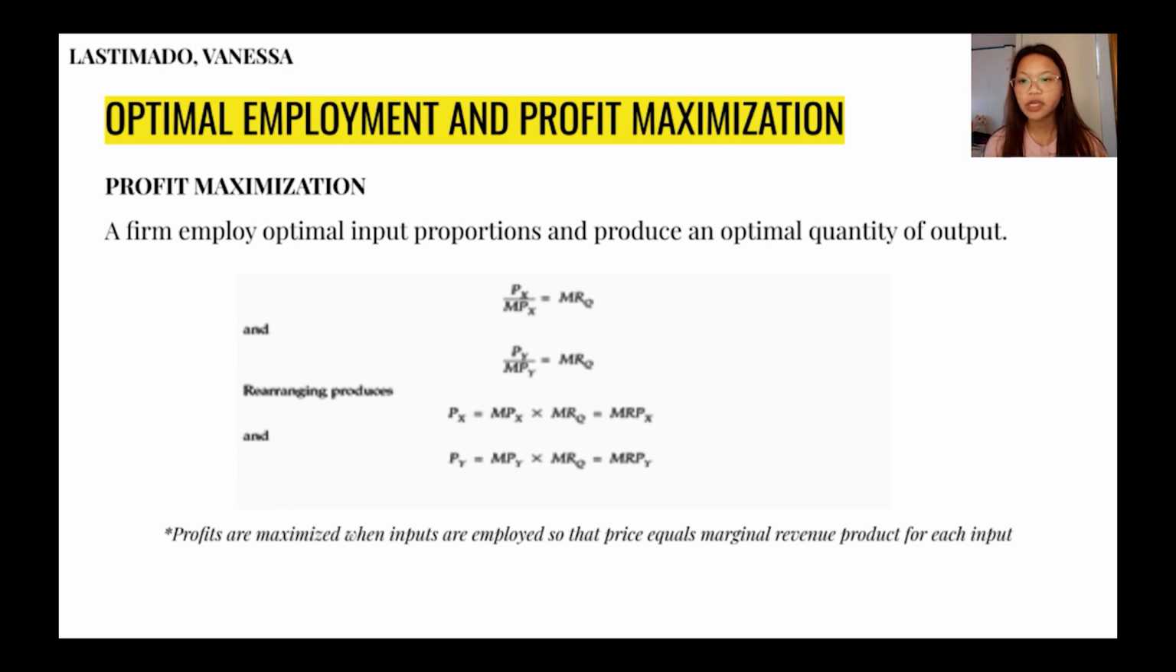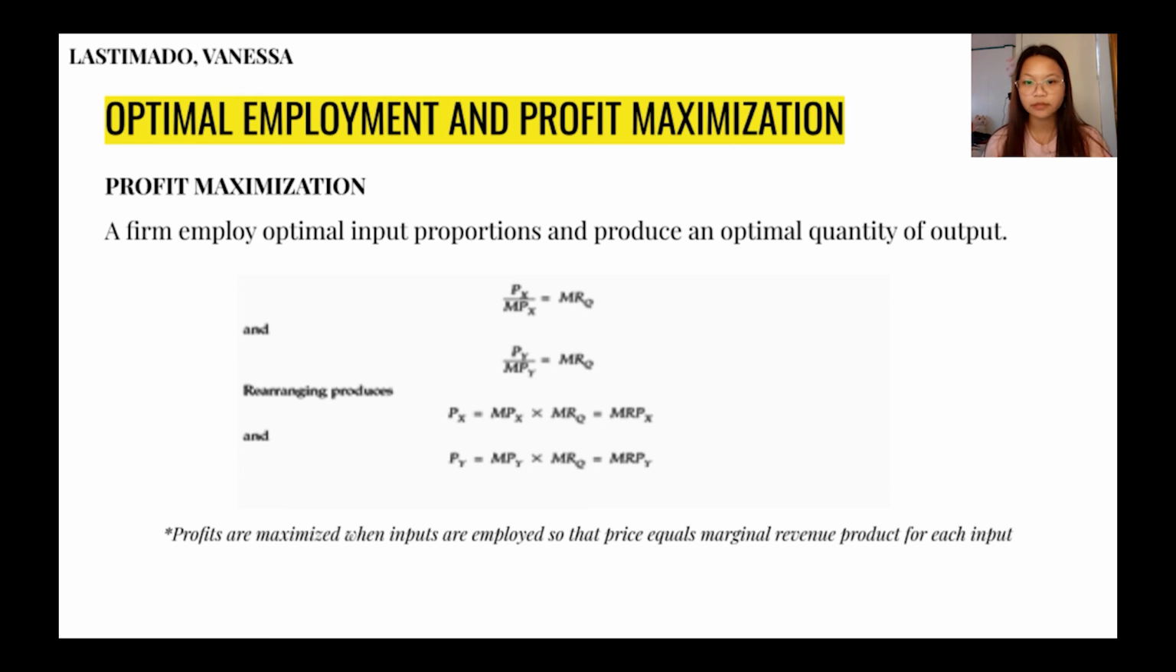When rearranging, it produces P sub x equals MP sub x times MR sub Q equals MRP sub x, and P sub y equals MP sub y times MR sub Q equals MRP sub y. So profits are maximized when inputs are employed so that prices equal marginal revenue product for each input.